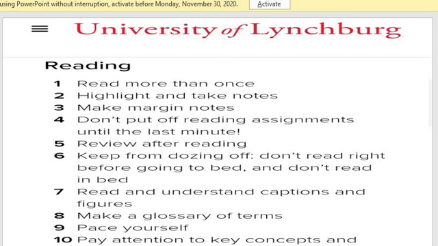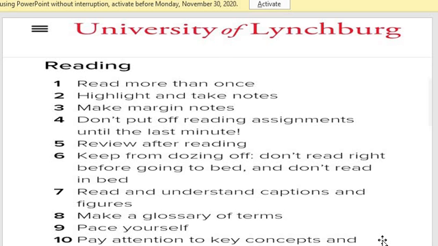So next is read and understand captions and figures. Captions are very important. Many people think that the face is an index of the heart. In the same way, a caption or a title is an index of a book. That's why a caption tells you what you are going to study next. So read and understand captions and figures.